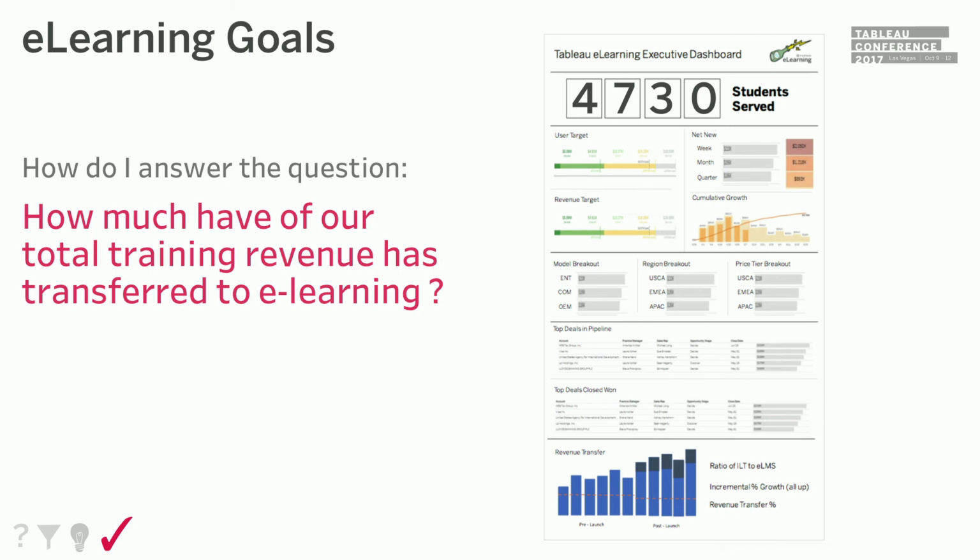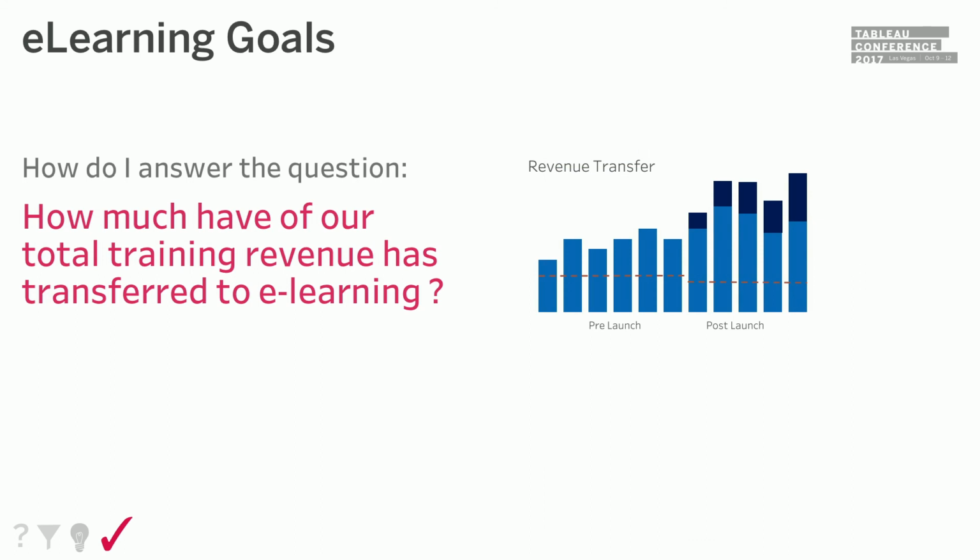When they saw this, someone asked us, how do I know how much of our total training revenue has transferred over to e-learning? Here is the graph that was supposed to answer that question for them. And technically, it does answer that question, and we could have taught them how to read it, but then we're gonna have to keep teaching people how to read our graphs, and that's not what we want. That's more work for us, and it's more work for our users.